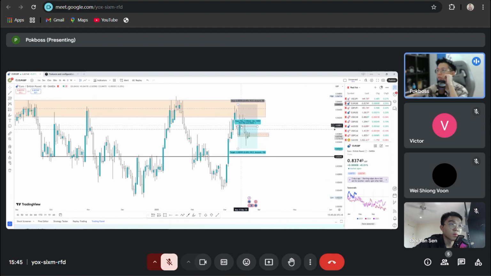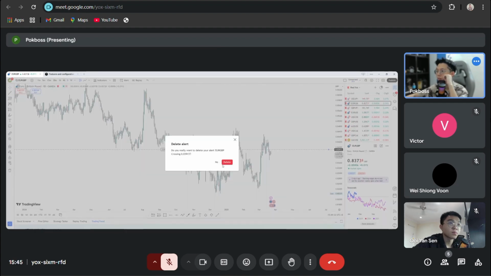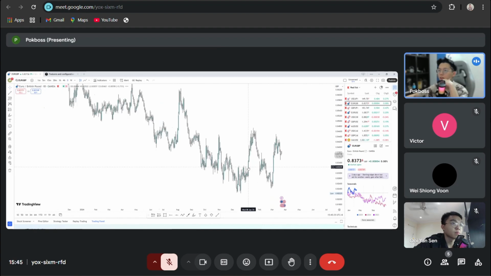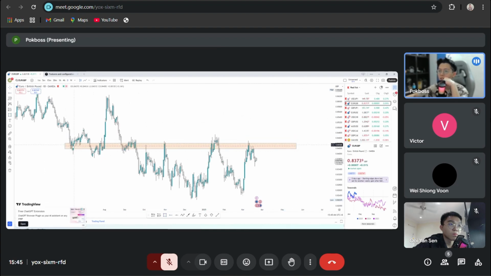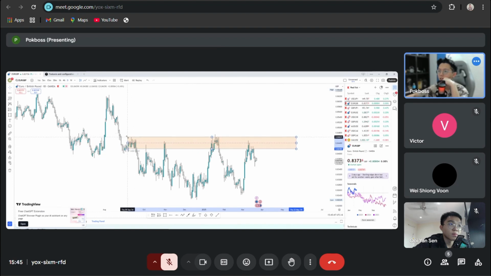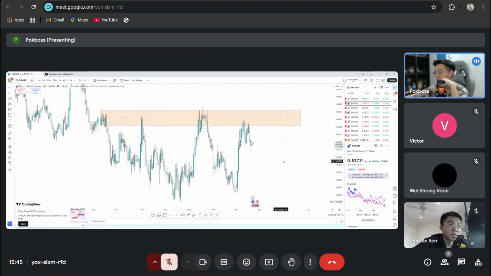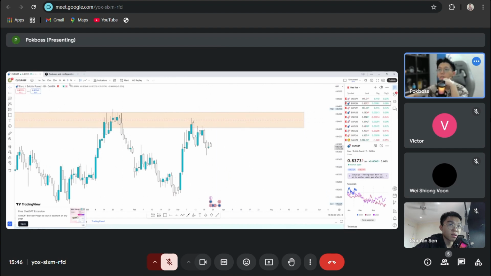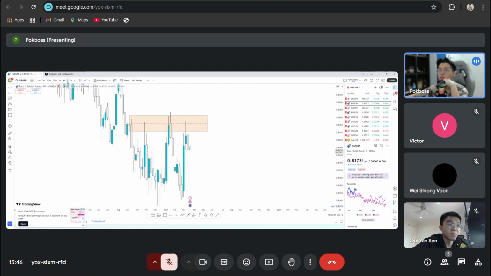Let's see Euro GBP. Currently we can see that the price has hit the resistance level, the area here. You see here is the resistance level. From here, I will draw the zone from here to here. Then we can see the price has started reacting already. It starts to drop. In this time frame, we do not see any good candle confirmation actually.